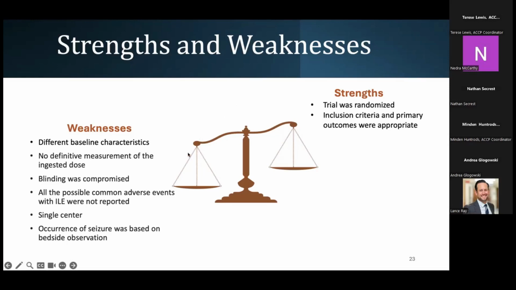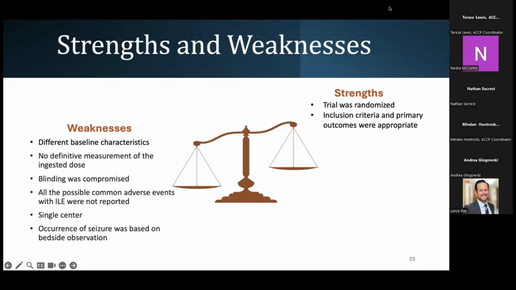In addition to that, there was no definite measurement of the ingested dose. They talked about asking bystanders how much they think the patient ingested. And remember, one of their inclusion criteria was looking at patients who ingested more than 300 milligrams of tramadol.